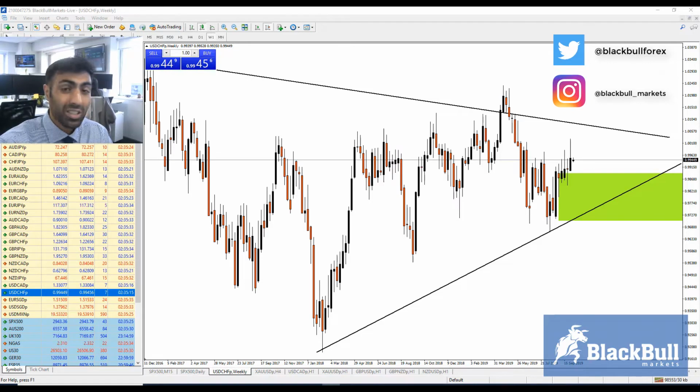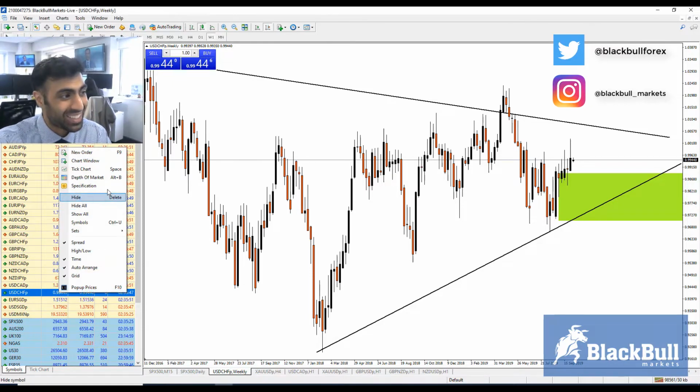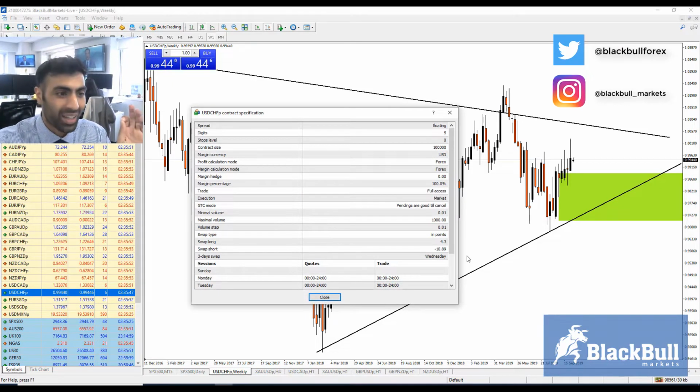Now, first thing you do is identify which asset is going to pay you overnight on the swaps for holding that particular trade and in what direction. So we've identified one here, which is probably one of the highest yielding assets for overnight holding, and that is the dollar against the Swiss franc.